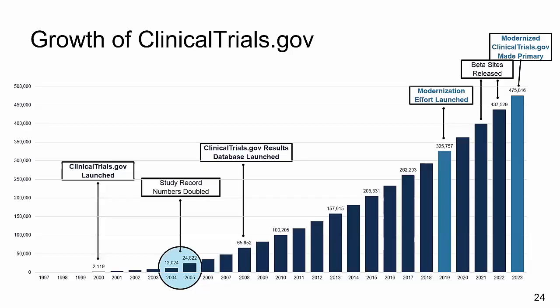And in 2019, when the ClinicalTrials.gov website modernization effort launched, there were over 325,000 study records. By December of 2023, that number was over 475,000. And now, in July 2025, that number is over 546,000. So this gives you a sense of the kind of growth that can be anticipated over the coming years.